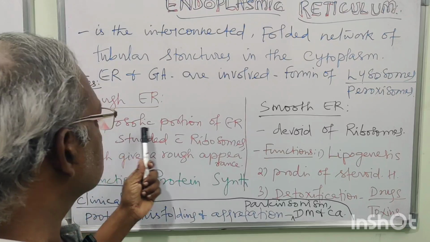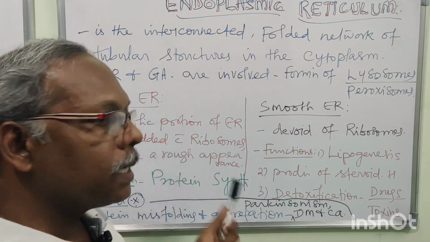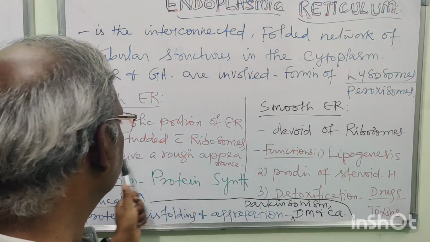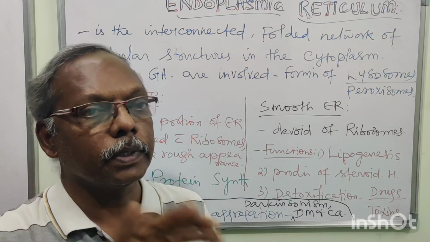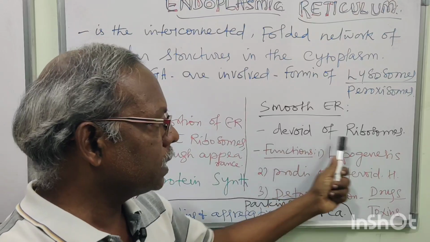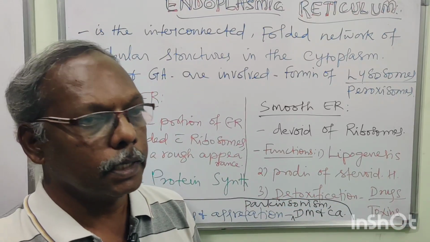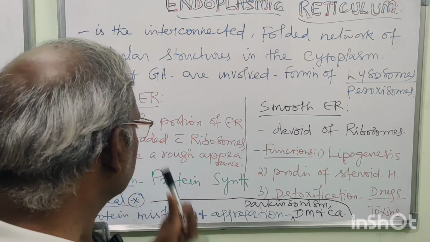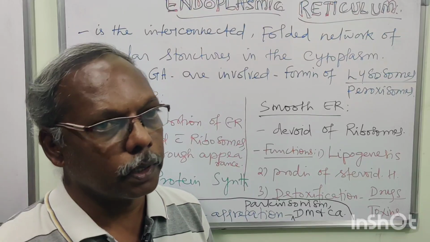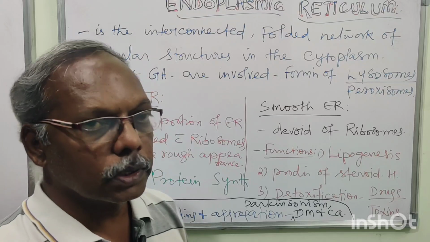Okay. So a cytosolic portion of the endoplasmic reticulum is studded with ribosomes, which give a rough appearance to the endoplasmic reticulum, right? Whereas the smooth endoplasmic reticulum is devoid of ribosomes, that is, there is no ribosomal attachment. The function of the rough endoplasmic reticulum is very important: synthesis of protein. Whereas coming to smooth endoplasmic reticulum, there are two or three functions.